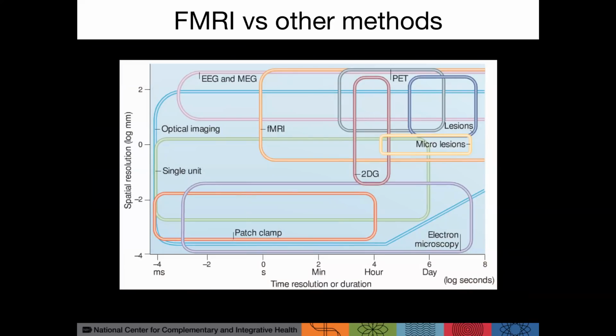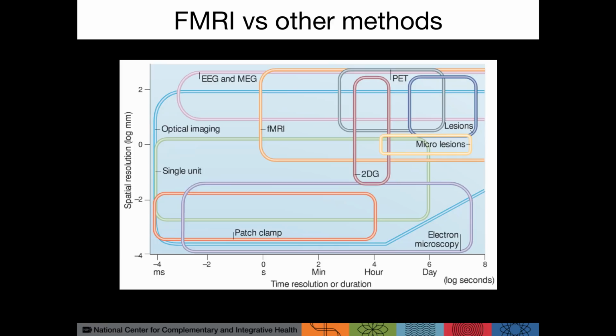So fMRI, when compared to other methods, the reason it's become so popular for human imaging is because it has a great balance between the temporal and spatial resolution. And this is getting better and better now that we have high field strength. Previously, most studies took about 2 seconds to image the entire brain, and now people can image the entire brain on the order of half a second in some scanners, depending on what part of the brain you're looking at, how much you're looking at.